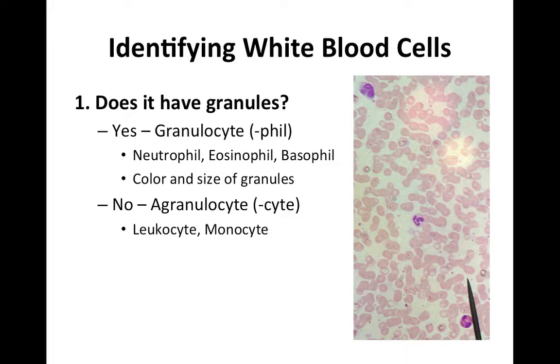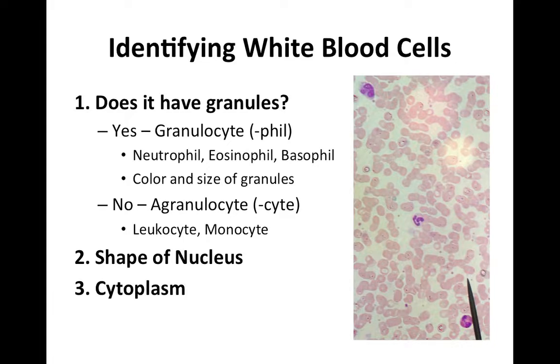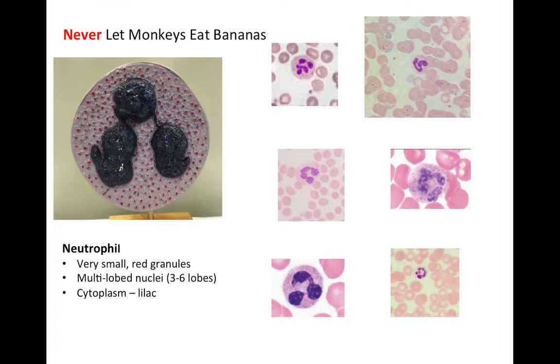Once you can figure out if it has granules or not, then you're going to ask yourself, what does the nucleus look like? What is the shape and size of the nucleus? And then some of the types have very distinct cytoplasm as well that you can look at. So the first one we're going to look at is our neutrophils. We'll just go through in order of that mnemonic from most abundant to least abundant. So we'll start with our neutrophils.